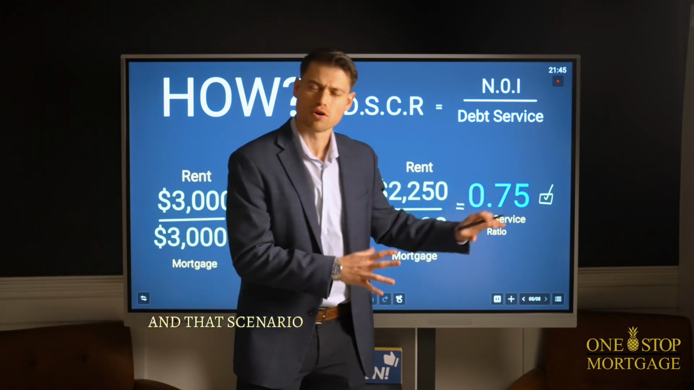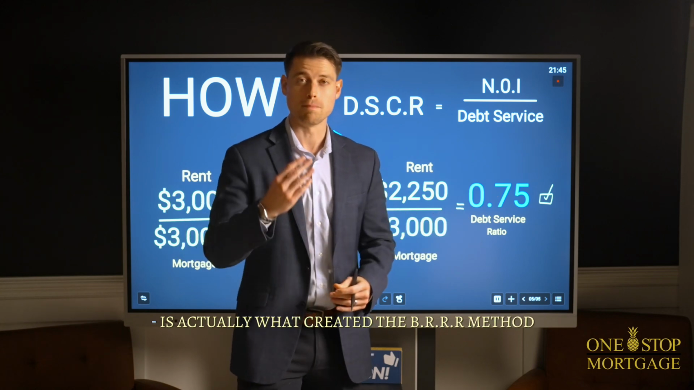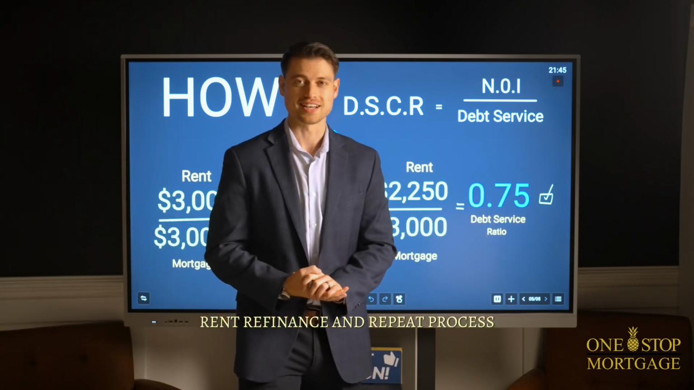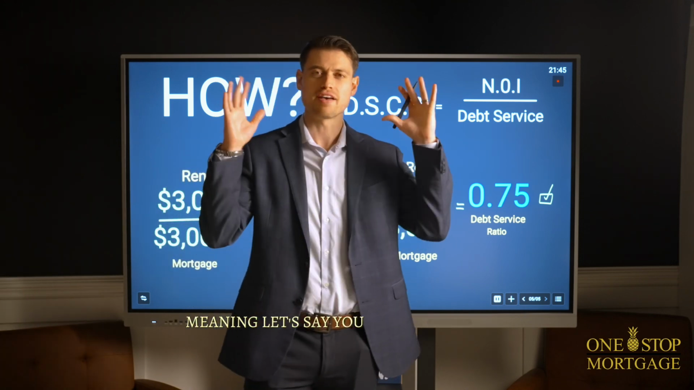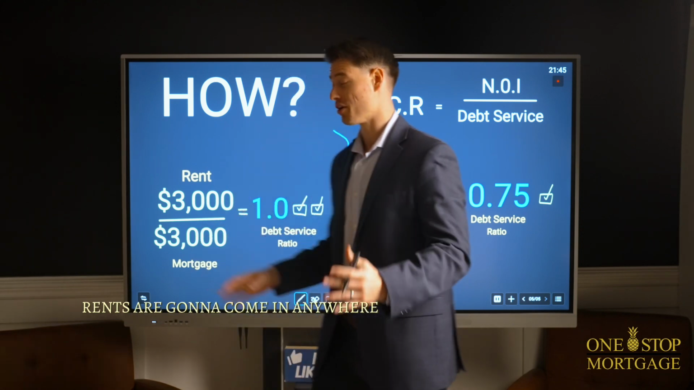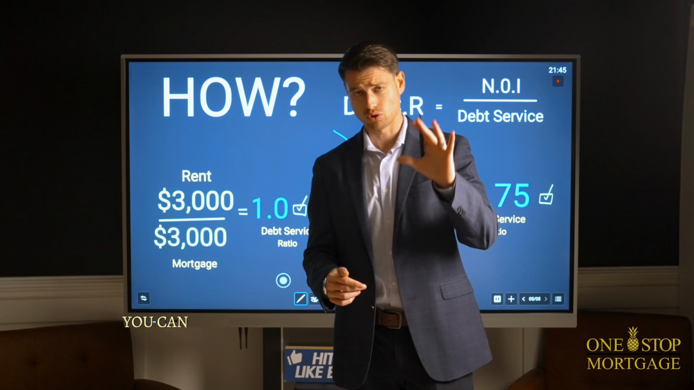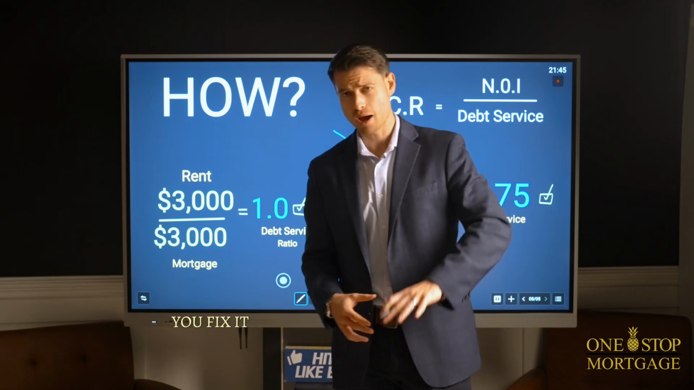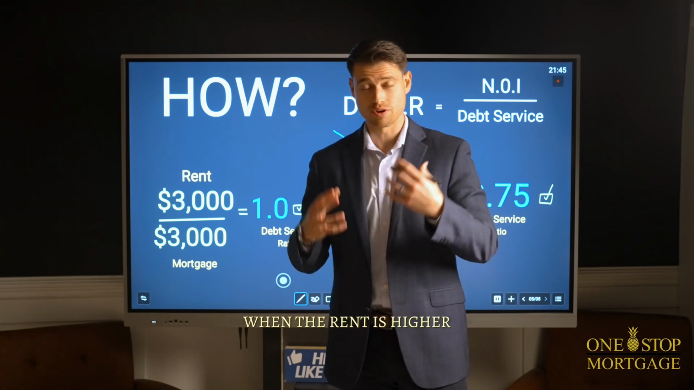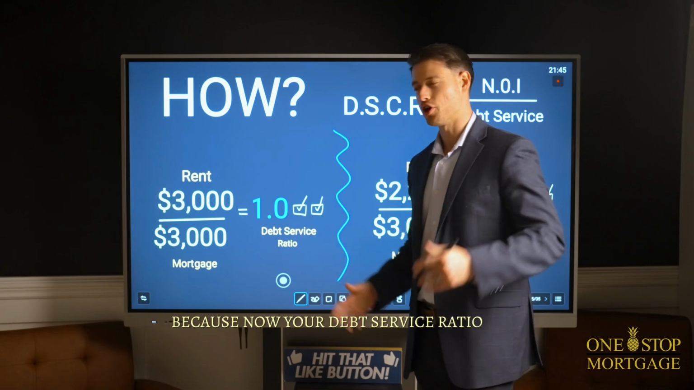And that scenario of closing with hard money is actually what created the BRRRR method, the buy, rehab, rent, refinance, and repeat process. Meaning, let's say you buy a fixer-upper and there's no way that the rents are going to come in anywhere enough to justify 1.0 or 0.75. Well, you can still close on the property with hard money, you fix it up, you get the rental income up, and a few months later, when the rent is higher, you refinance, you get your interest rate down because now your debt service ratio is 1.0.